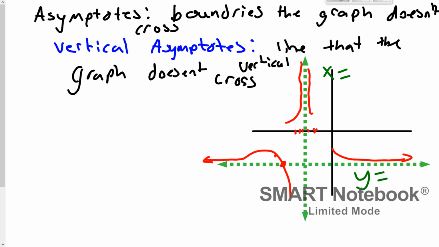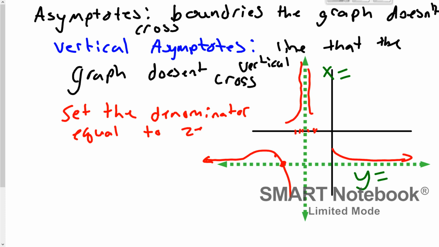So to find the vertical asymptotes, we set the denominator equal to 0, and solve for our variable, or solve for x. That's why it's x equals, and it's a vertical line. And you usually draw it with a dotted line or a dashed line.